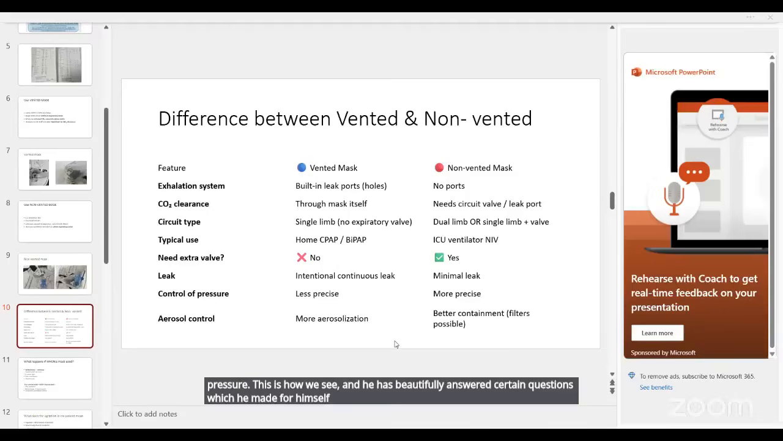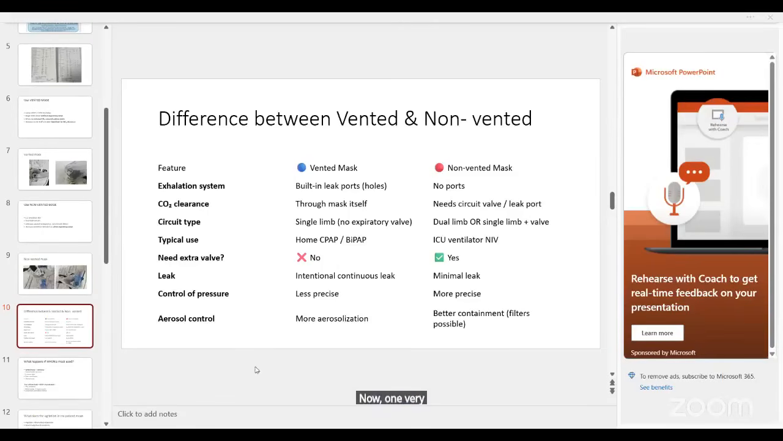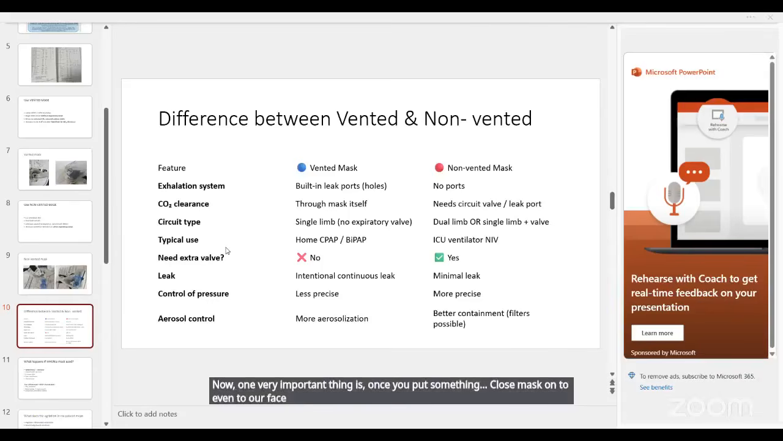I think one very important thing is, once you put a close-fitting mask on even our face, we feel claustrophobic. So the patient can have an agitation. So how can we know the difference between an agitated patient and someone who is hypoxic and irritable? So he has told already.